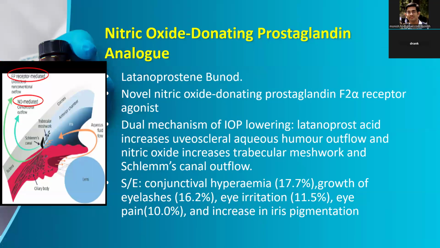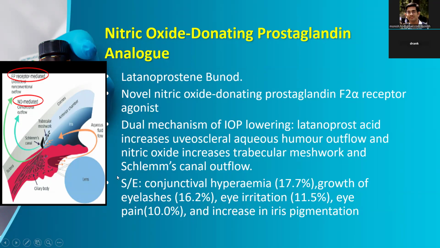Another newer agent which has come into the market recently is the nitric oxide donating prostaglandin analog, latanoprostene bunod. It is a nitric oxide donating prostaglandin receptor agonist. It has a dual mechanism of intraocular pressure lowering. How does it act? Latanoprostene bunod is metabolized to latanoprost and butanediol mononitrate, which releases nitric oxide. Latanoprost increases uveoscleral outflow, and nitric oxide increases trabecular meshwork outflow. So it increases both uveoscleral and trabecular meshwork outflow, a dual mechanism of action.